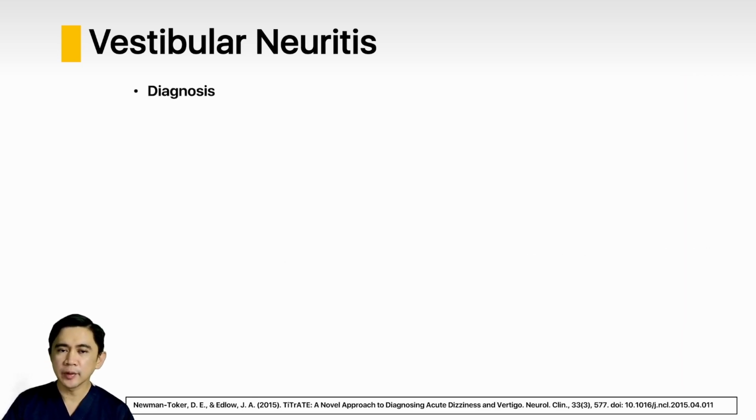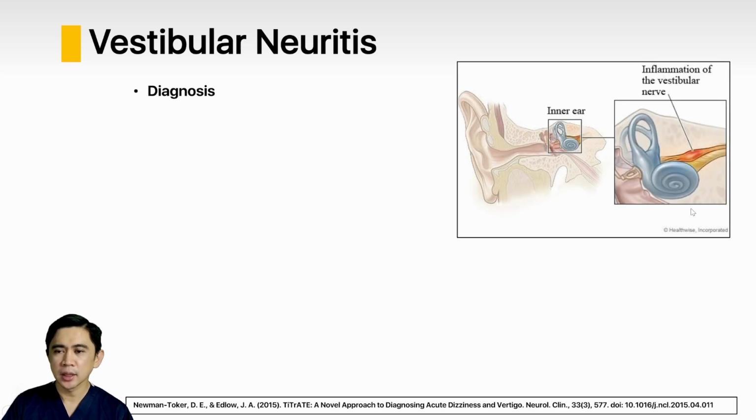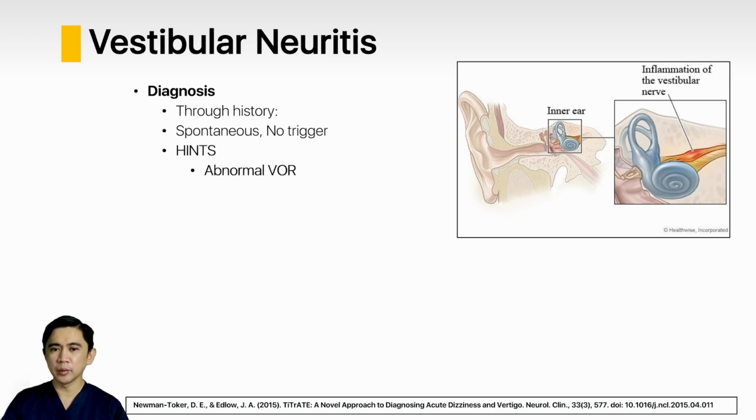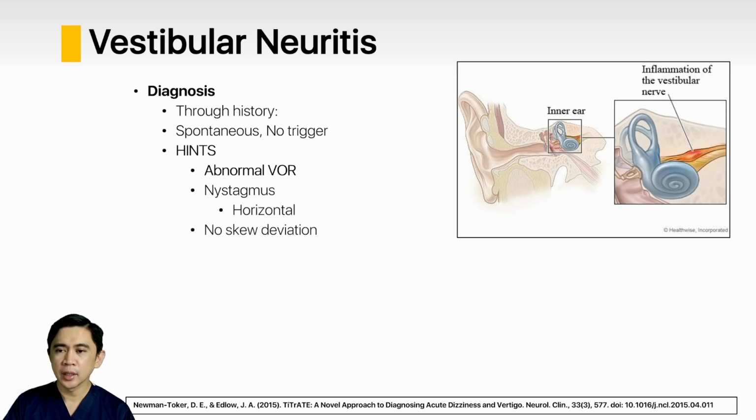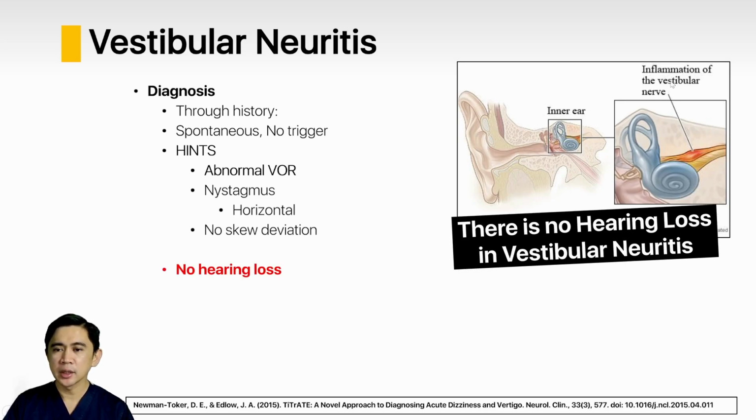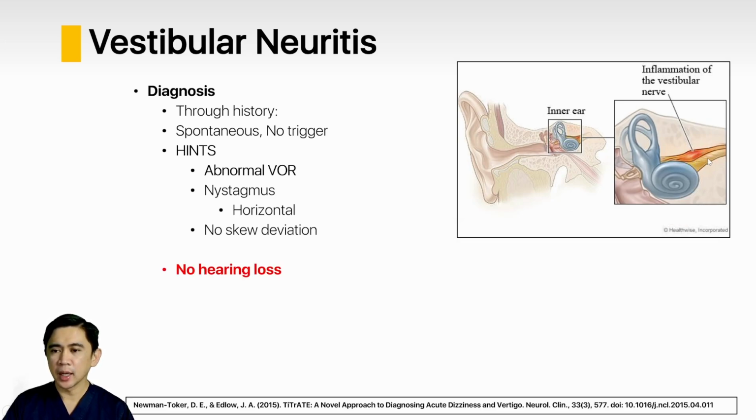So the diagnosis of vestibular neuritis is through history. It is spontaneous, no trigger, and the HINTS shows abnormal VOR. Nystagmus is horizontal and not direction changing. There is no skew deviation. Also, there is no hearing loss as the cochlear nerve is not inflamed here, only the vestibular nerve.